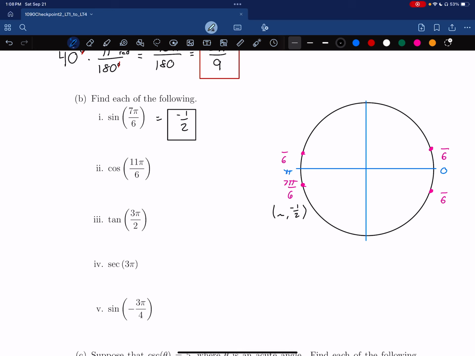Now we're finding cosine of 11 pi over 6. And 11 pi over 6 is just smaller than 2 pi. So we will end up over here. And cosine relates to an x value, the corresponding x value at this angle, which will be the square root of 3 over 2. So that's our answer, the square root of 3 over 2.